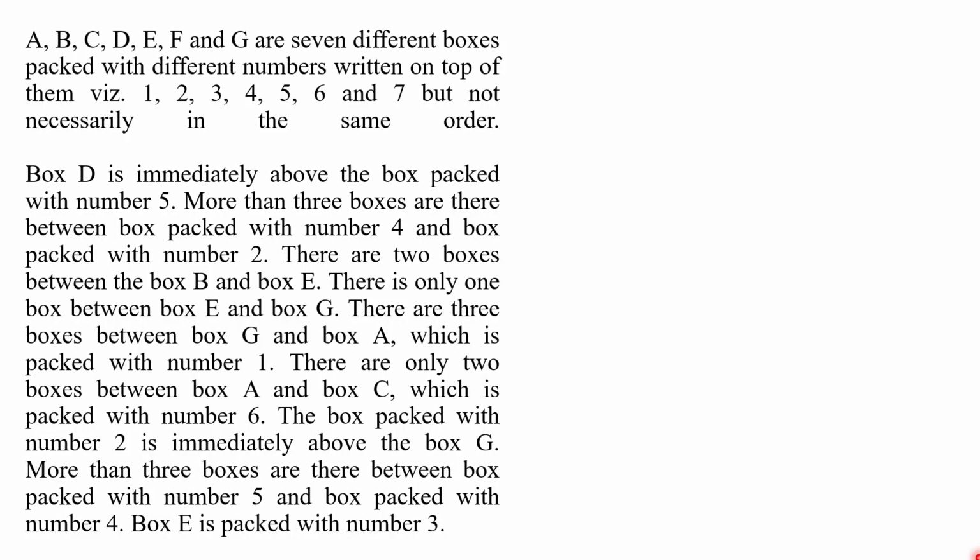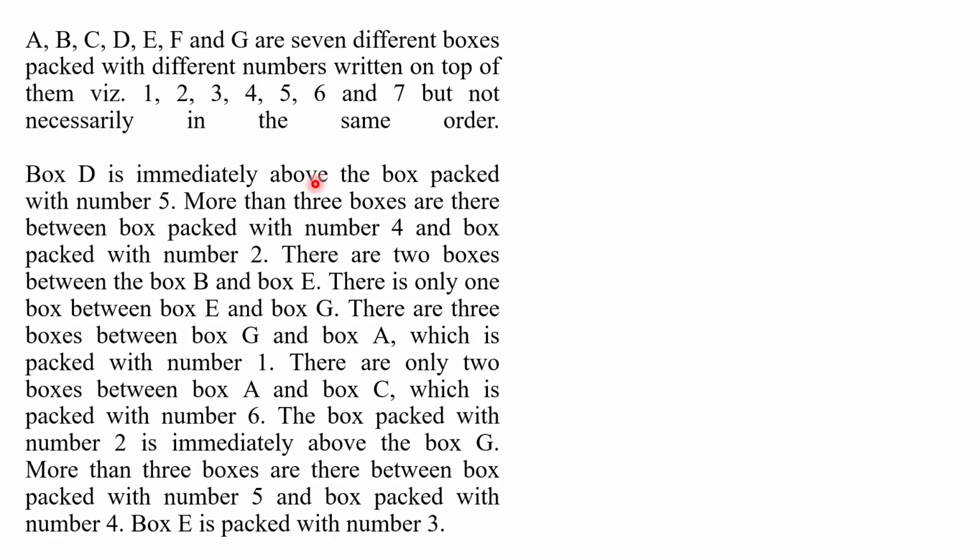So students, this is a reference question. Let's solve this first. A, B, C, D, E, F and G are 7 different boxes packed with different numbers written on top of them with 1, 2, 3, 4, 5, 6 and 7 but not necessarily in the same order. So our paragraph 1 says that there are 7 boxes and 7 different numbers are written on the top of them and they are arranged in a certain pattern but not necessarily in the same pattern which is given here. So let's move on to the clues.